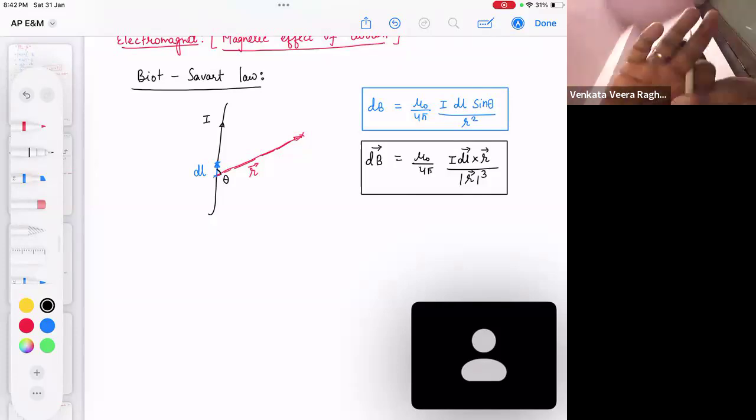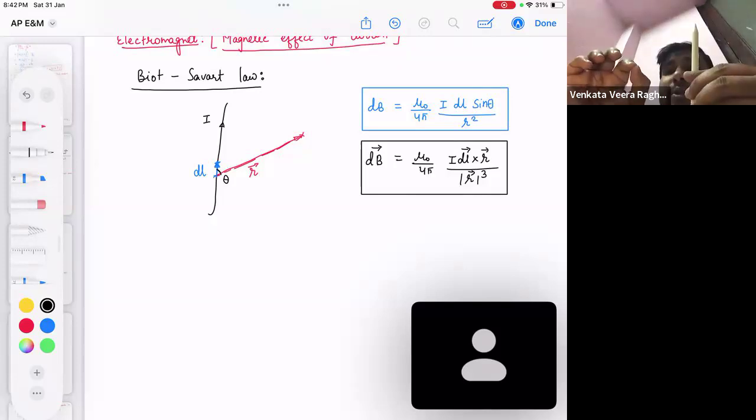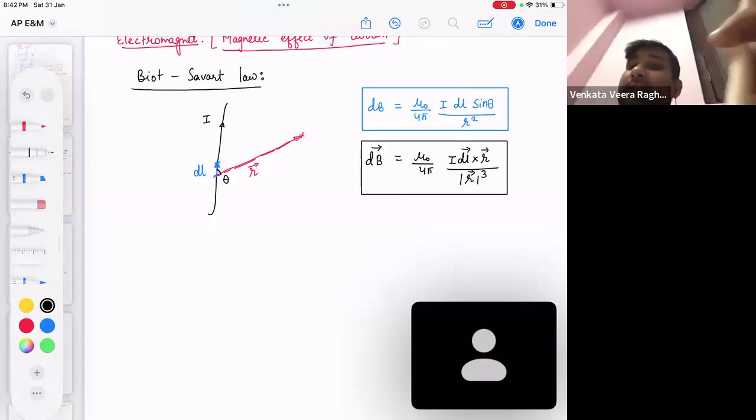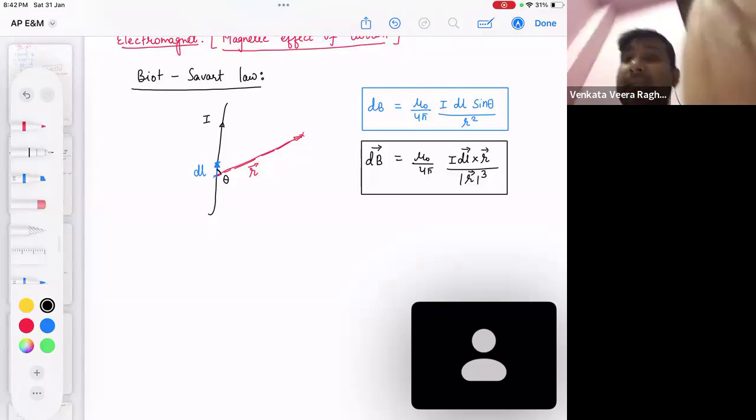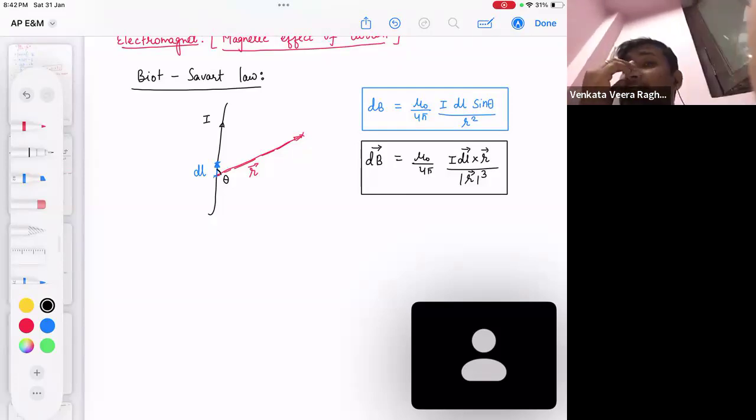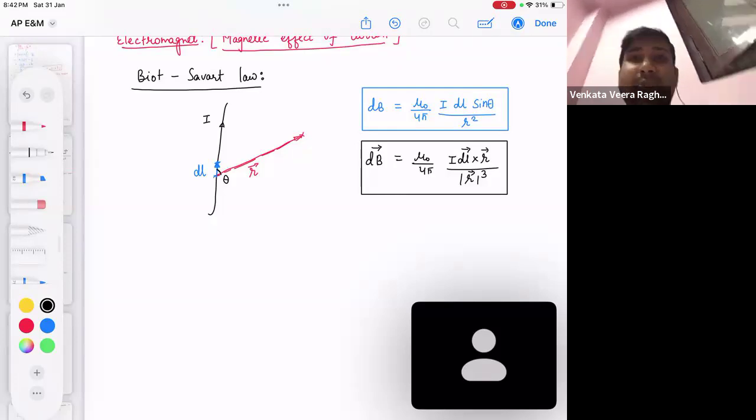Do you understand this method? If you have current in the conductor like this and we want to calculate the magnetic field here, just hold the conductor like this, and where you want to calculate the magnetic field, keep your fingers there. Whatever direction your palm is pointing, that is the direction of the magnetic field lines at that point.